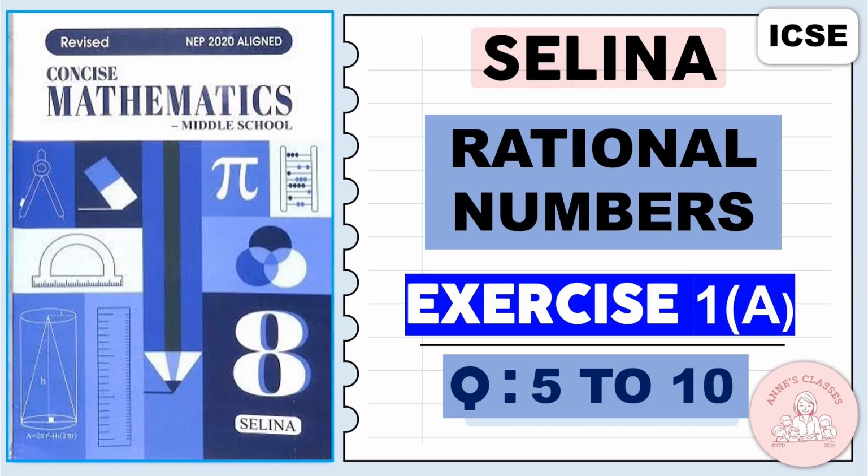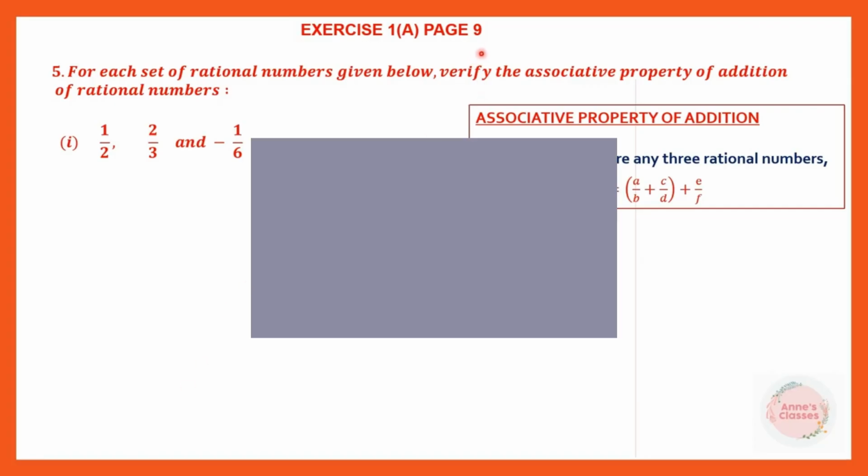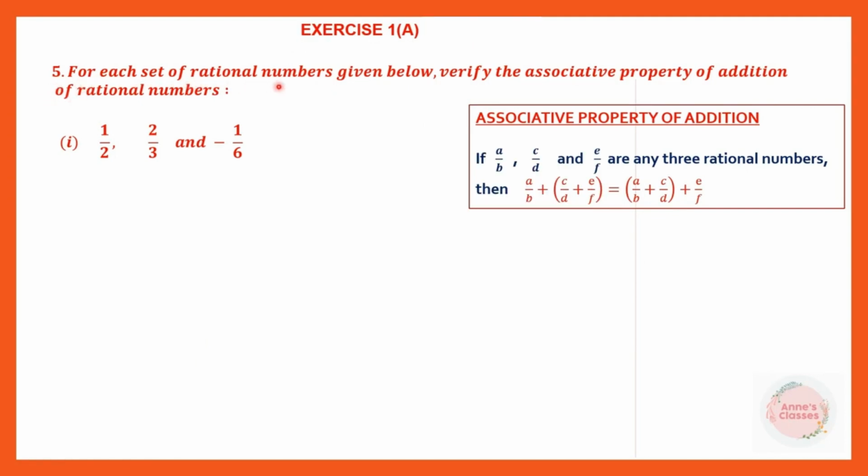Let's do rational numbers exercise 1A. This is on page number 9 and we are doing question 5. Let's read this. For each set of rational numbers given below, verify the associative property of addition of rational numbers.